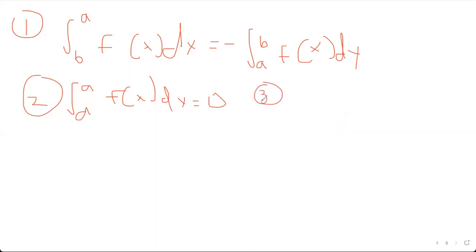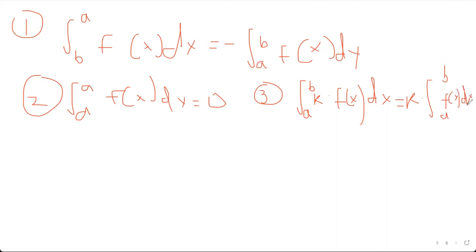The third one is the integral from a to b of k times f of x dx is equal to k times the integral from a to b of f of x dx. This basically says when you have a constant in a function, you can just move it outside. If you have 3x squared in an integral, you just take out the 3, and then x squared. Obviously, there's the dx in both cases.